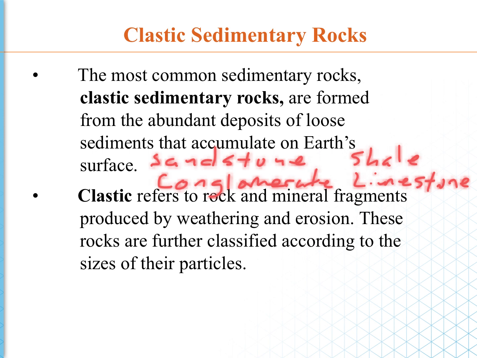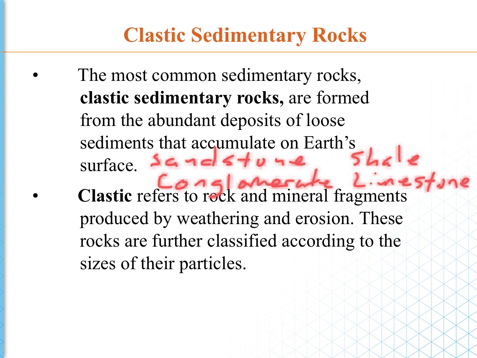But just to get these names out there: sandstone is sand glued together, lithified, cemented together. Conglomerate is pebbles bound together. Shale is where we're going to have silt and clay that gets bound together. So that's the big picture. We'll get into a little more detail as we go.